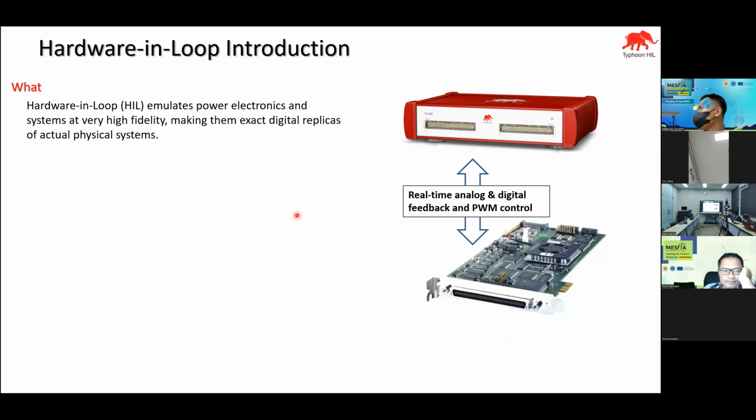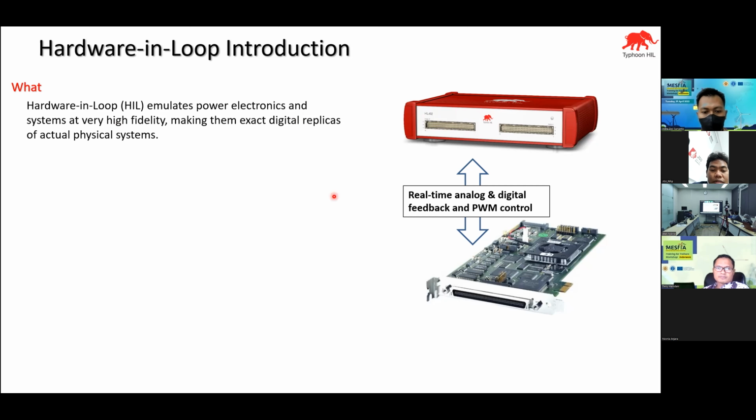So, further introduction to hardware in loop. Okay, so what is hardware in loop? Hardware in loop emulates power electronics at very high fidelity. It will emulate your PV module, your inverters and your loads. It will emulate them in this box. It's the actual replica of the physical system, but it replicates it digitally in this box.